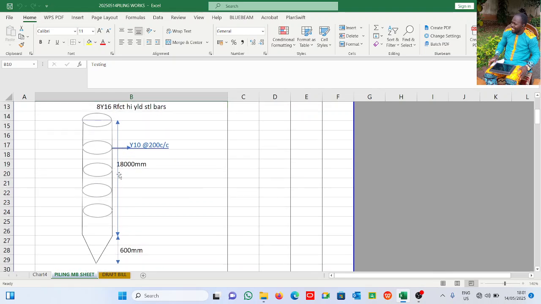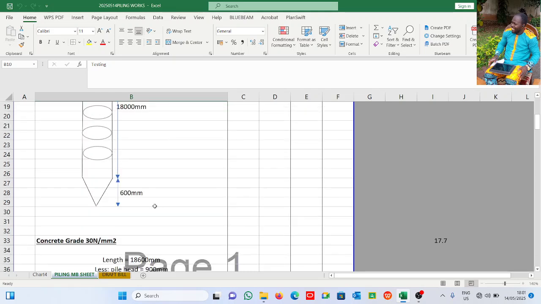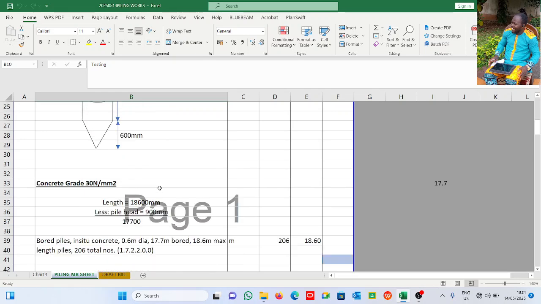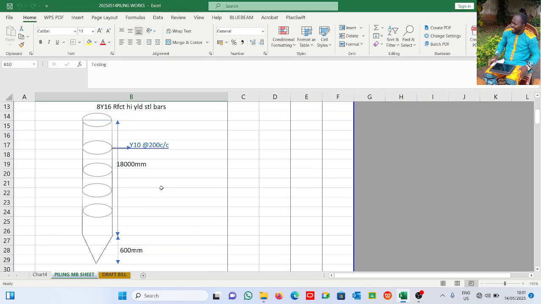The length of the pile is 18,000 millimeter, and here is 600 mm. So this plus this gives us 18,600 mm effective total length. Total length is 18,600 mm. So this is the details about the piles.